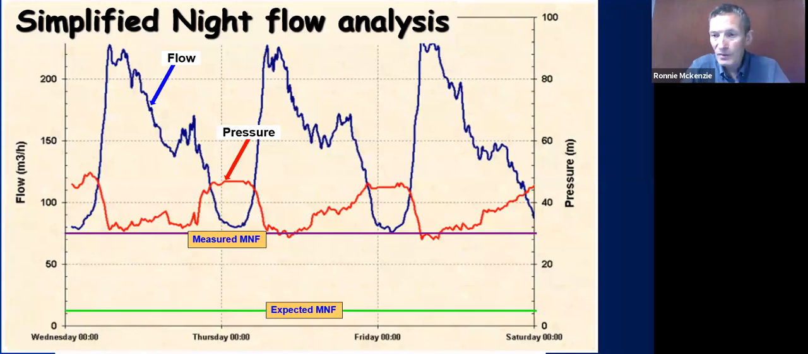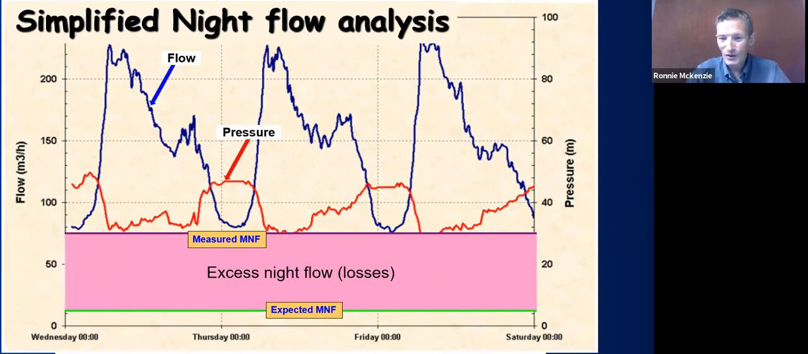What we've then got is an expected minimum night flow, which I've drawn here in a green line towards the bottom. Now, I've shown it as a straight line. It's not actually a straight line. Some of the components of your minimum night flow are pressure dependent, in which case you would have a bit of variation in your minimum night flow. But for today's webinar, just accept it's a straight line for the purposes that we're talking about.